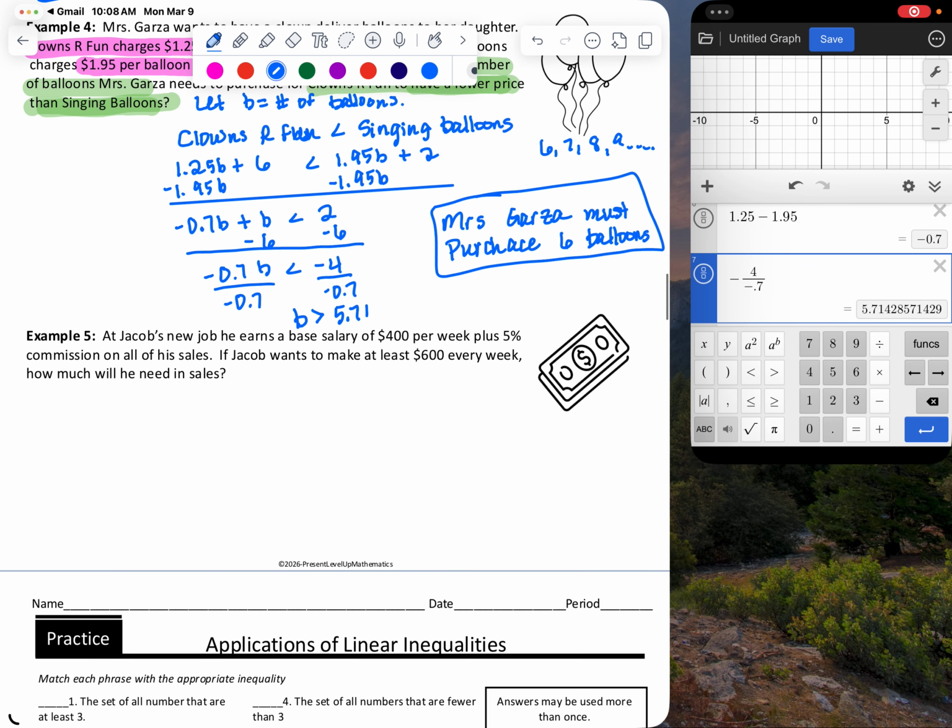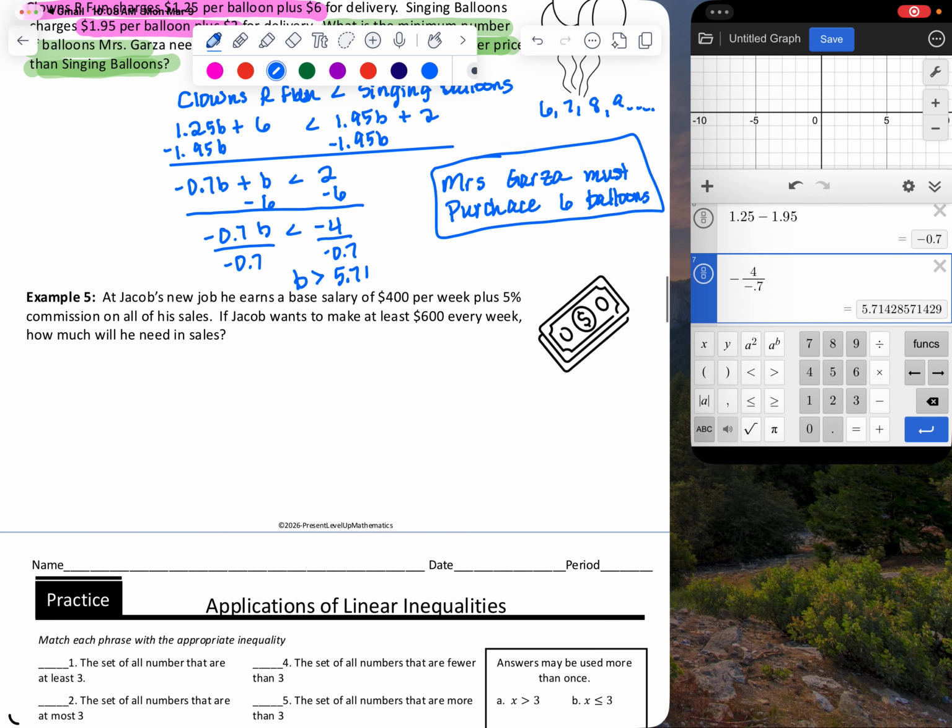All right, example 5. At Jacob's new job, he earns a base salary of $400 per week plus 5% commission on all of his sales. If Jacob wants to make at least $600 every week, how much will he need in sales?